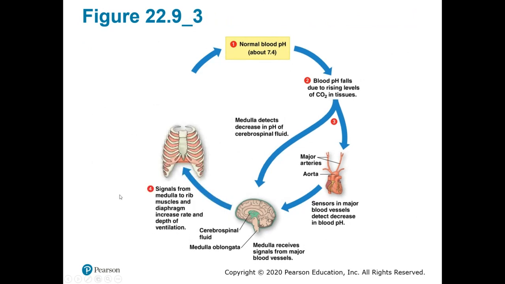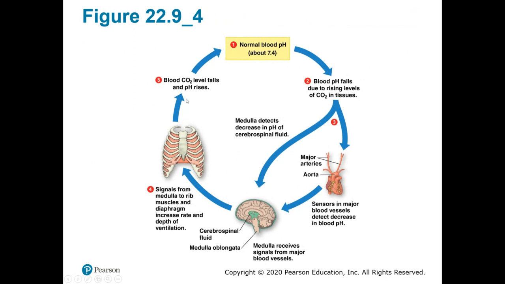So this is going to signal the brain to send a signal to the lung to start breathing more heavily or increase the depth of ventilation. And by doing that, we get rid of our CO2, and then that level falls, and our pH rises back to normal again. So this is kind of a negative feedback system.